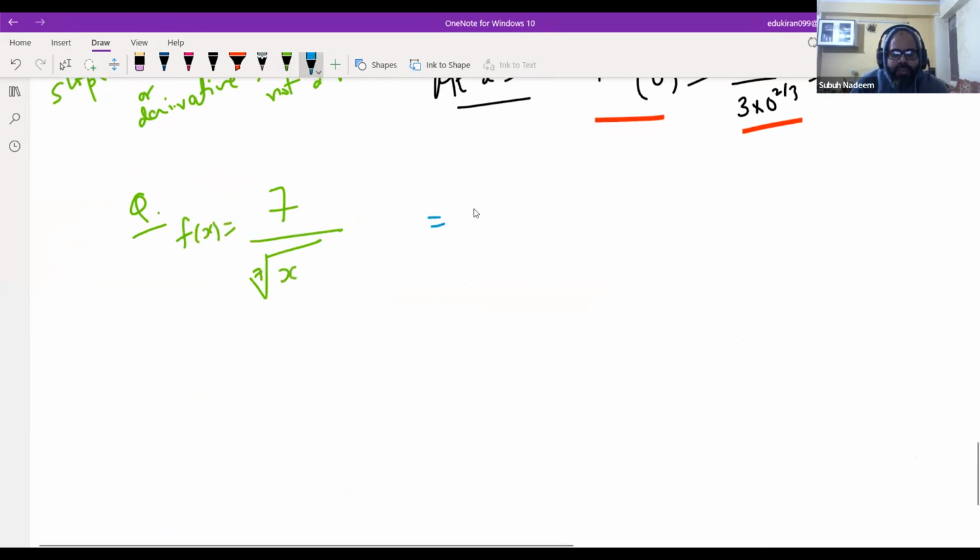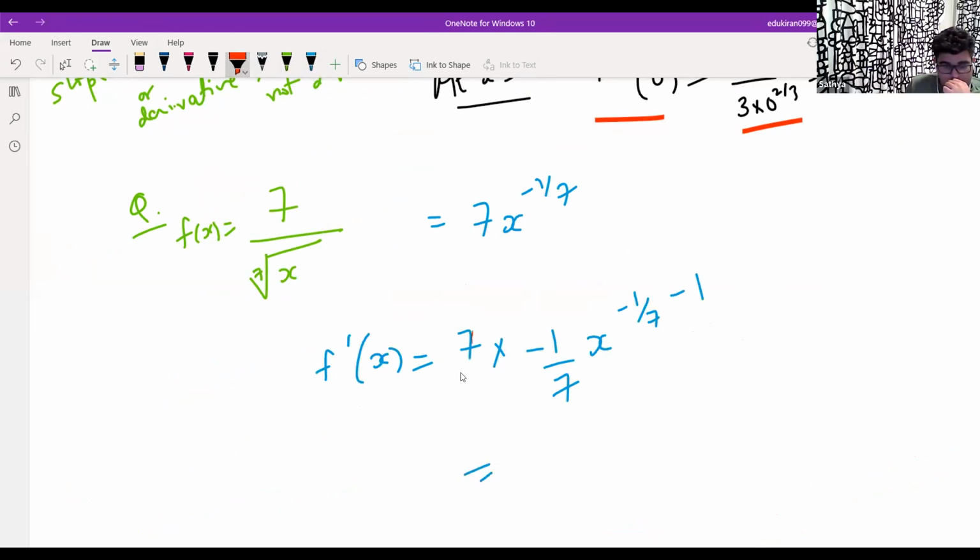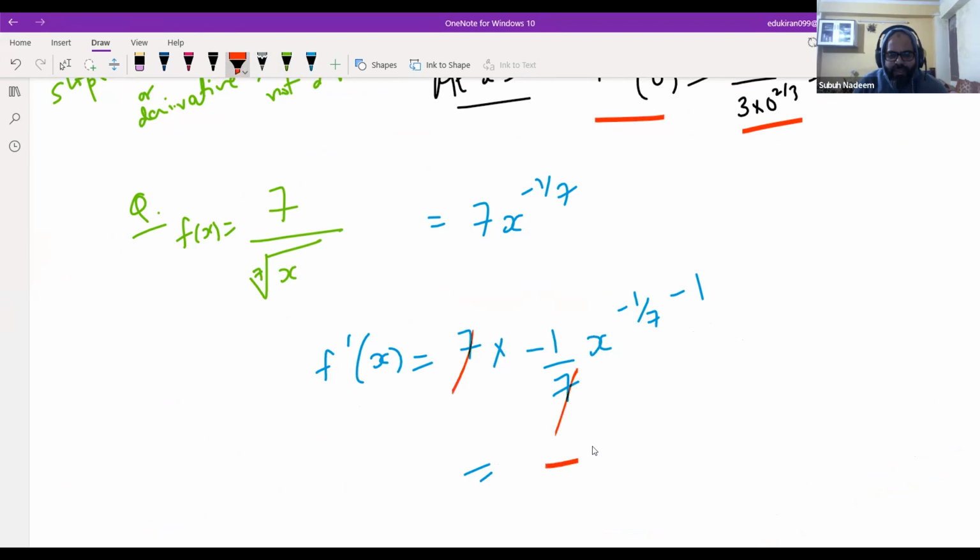So this is 7x to the power minus 1 by 7. So when you take f dash x, 7 will come outside. Differentiate x to the power minus 1 by 7. That will be minus 1 by 7 x to the power minus 1 by 7 minus 1. So 7 will get cancelled. You will get minus x to the power, this will become minus 8 by 7. Or you can say minus 1 by x to the power 8 by 7.